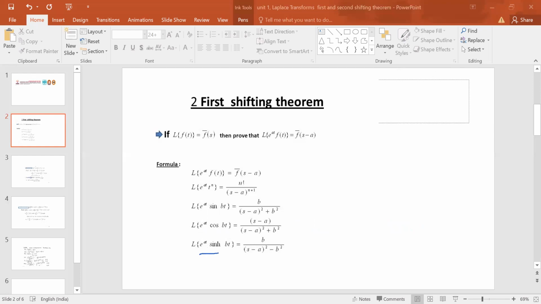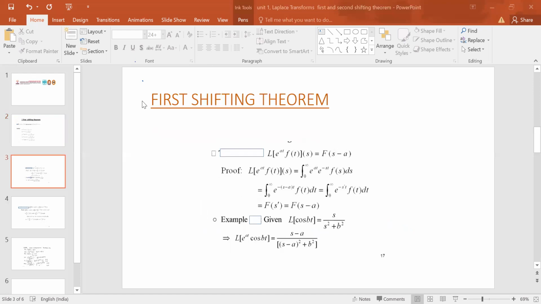So like this, we can derive Laplace transformation of e power at into any other function f of t. Okay. So let us see a few examples here. As we have written, Laplace transformation of cos bt is s by s square plus b square. Already we have discussed. So Laplace transformation of e power at into cos bt will become s minus a divided by s minus a whole square plus b square. Fine.